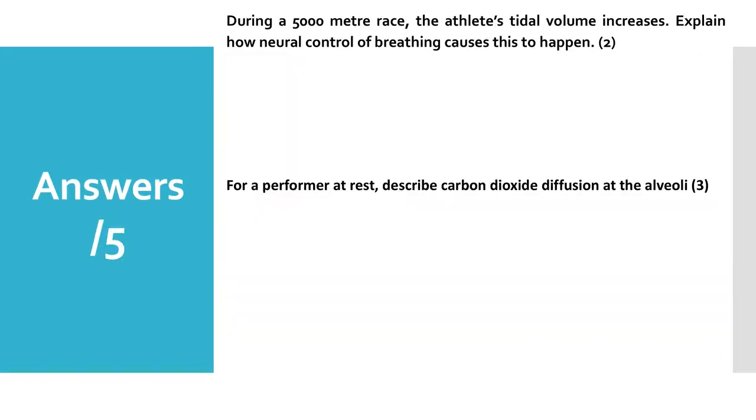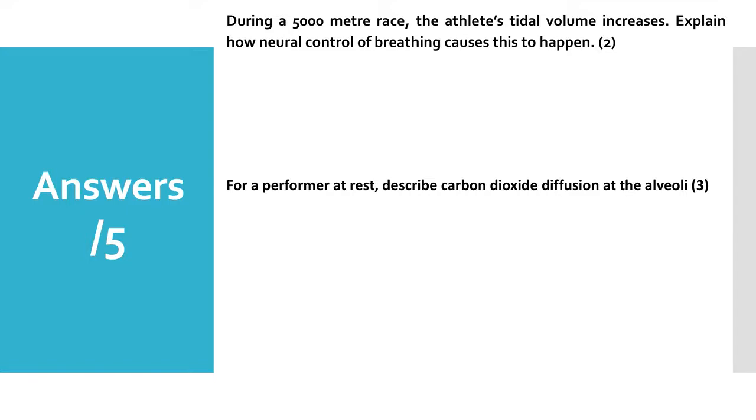Next one. During a 5,000 metre race, the athlete's tidal volume increases. Explain how neural control of breathing causes this to happen. Okay, so right, what is the question asking me? It's asking me to explain neural control, so that's what I'm talking about.